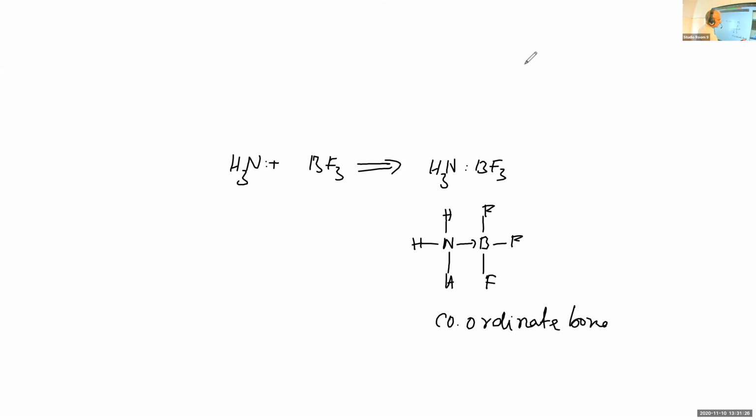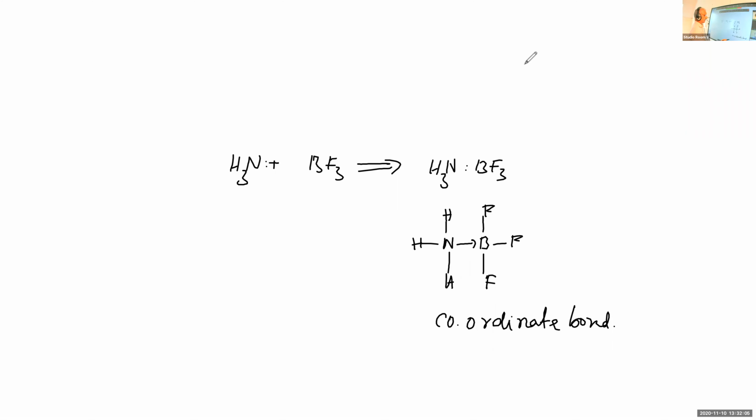Coordinate bond is also a covalent bond. There is a sharing of electron pairs. That is also a covalent bond. But in the coordinate bond, the shared pair of electrons is donated by any one of the atoms. And such a covalent bond is called a coordinate bond.